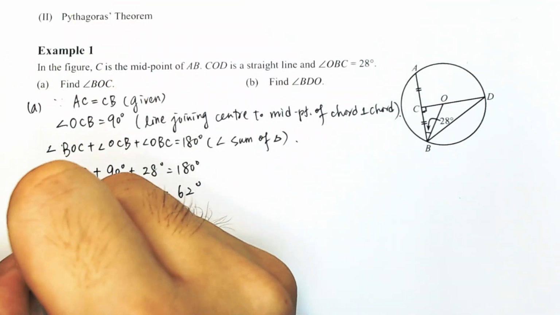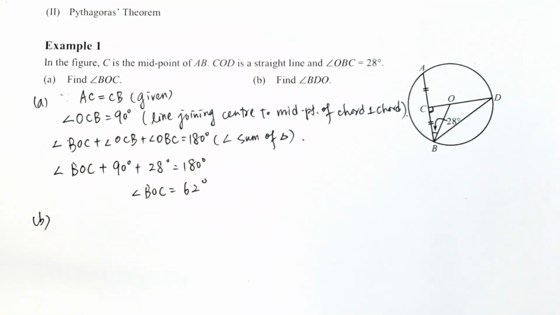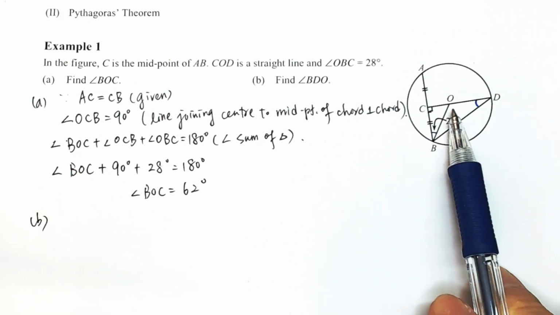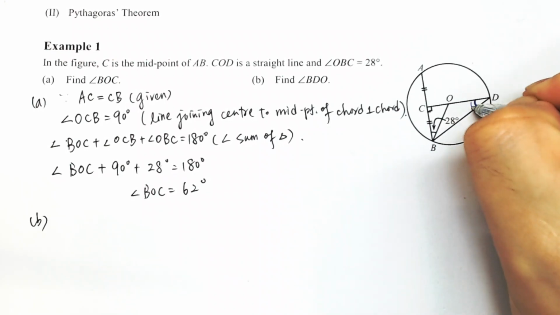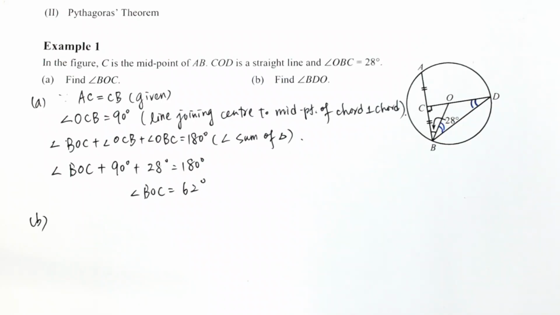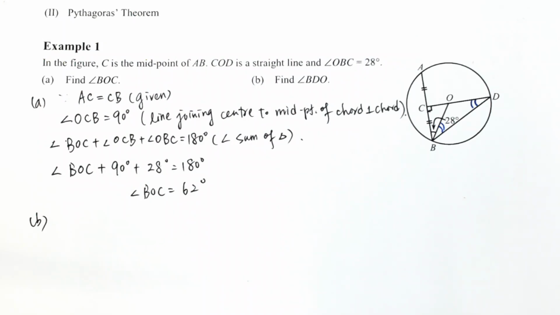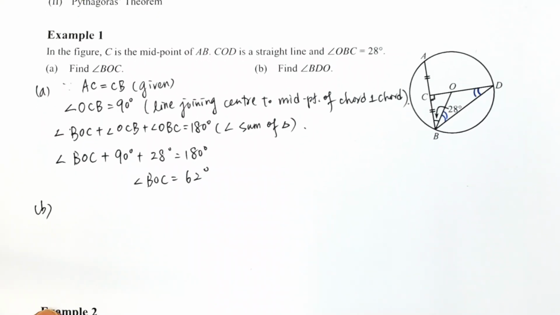Now for part B. For part B, you need to find angle BDO. Angle BDO is here, and whenever you have a center here, you actually have isosceles triangles automatically. So there are two ways to do so. One, you can make use of angle BOC. You found it in part A, such that the sum of these two equal angles is 62 degrees. Or you can use the angle sum of triangle again in triangle BCD to obtain the answer. So I will opt for the first method.